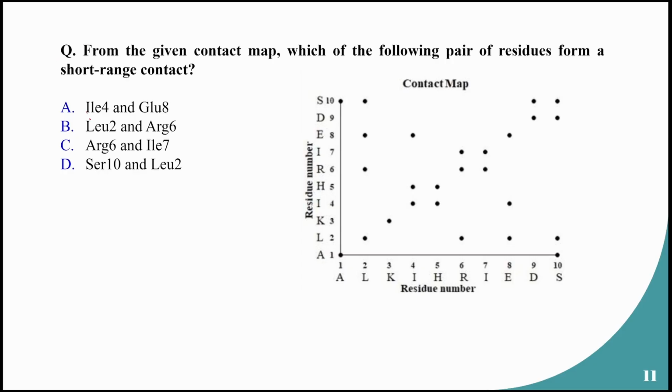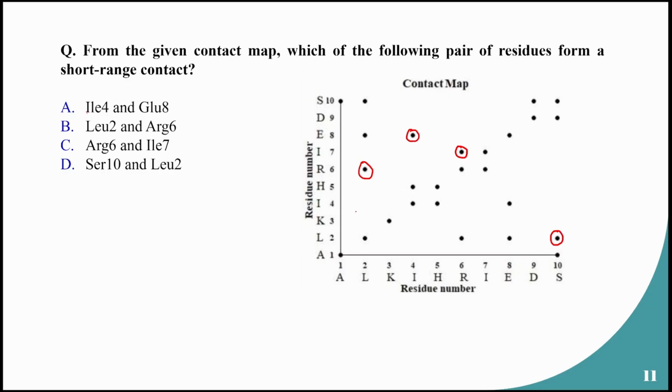So just try to see, for example, ILE4 and GLU8. So this is ILE4, this is GLU8. So it's talking about this particular dot, right? Then leucine 2 and arginine 6. Leucine 2 and arginine 6 is talking about this particular dot. Then arginine 6 and isoleucine 7. So 6 and 7, of course, this one. And then serine 10 and leucine 2, this particular one, right?